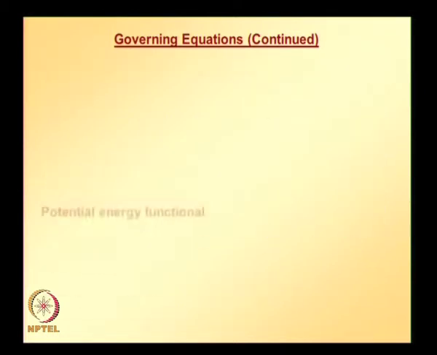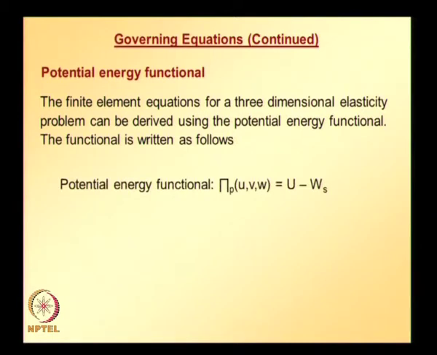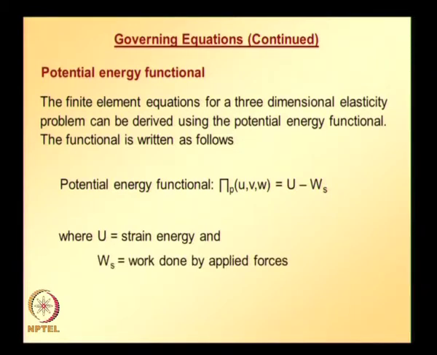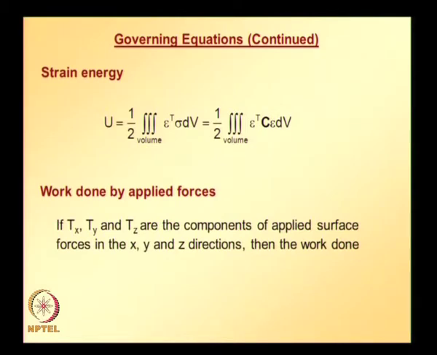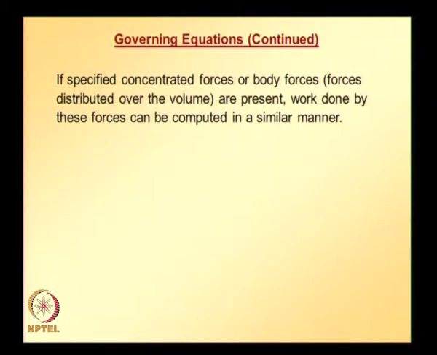And then before we actually derive finite element equations for any kind of element, we need to know what is potential energy functional. So in the last class we have seen potential energy functional for 3-dimensional elasticity problems looks like this, where U is strain energy, Ws is work done by the applied forces, and also we looked in detail how to calculate the strain energy by evaluating this integral, which is going to be volume integral, and work done by the applied forces is given by the traction components multiplied by displacements along that particular direction integrated over the surface on which traction is applied, and if specified concentrated forces or body forces are present, work done by the corresponding forces can also be computed in a similar manner.